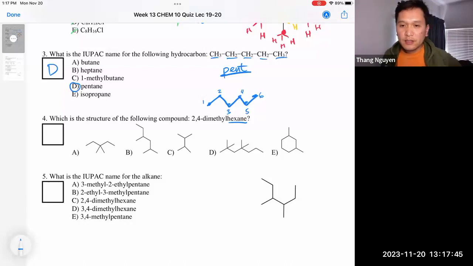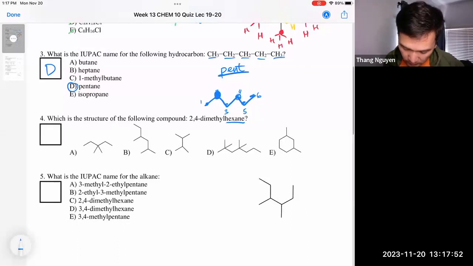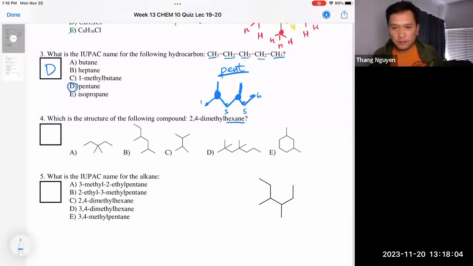That means at the second carbon and the fourth carbon, I will have a methyl group. So a methyl group would look like that at the second and the fourth carbon. Among these, which one would qualify? Notice this one has a methyl group, but they're both at the same carbon, at the third carbon, right? So it's not this one.